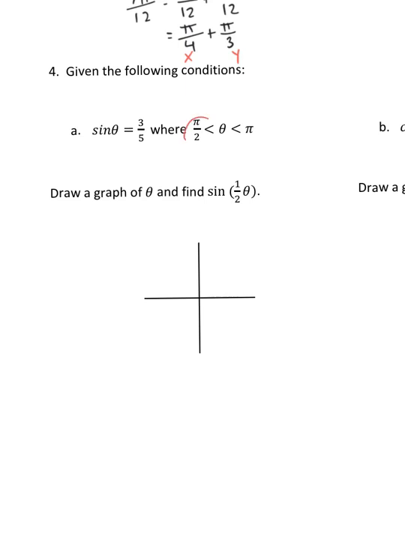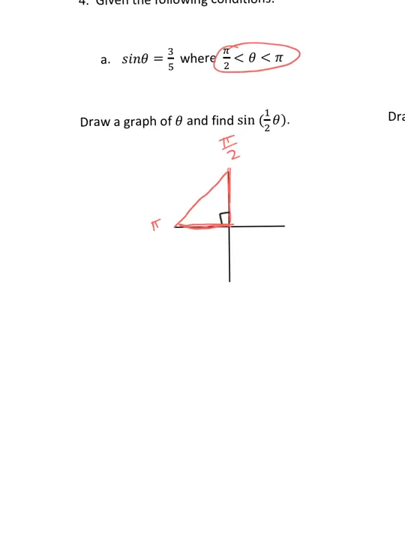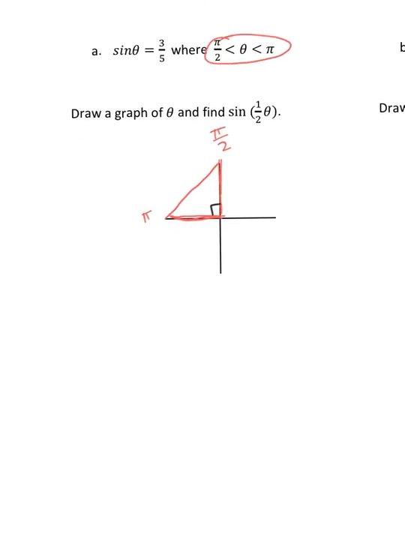So for this one, you're between pi over 2 and pi. So pi over 2 is here, and pi is here. So I'm going to draw a triangle between those two, and this is a right triangle. The ratio for sine, so sine theta, the problem tells us that it's 3 over 5. Remember, you're going to use SOHCAHTOA. You can use that to help you remember. So sine is opposite over hypotenuse.